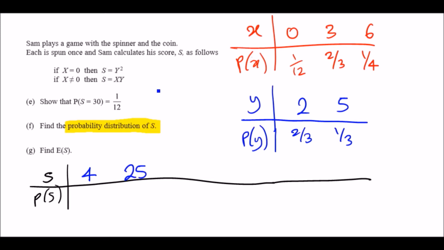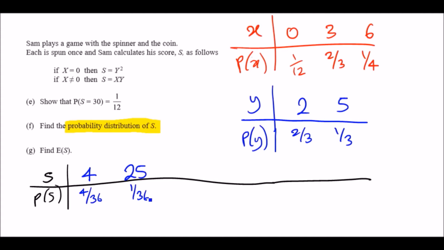Now let's go ahead and solve the probabilities regarding them. So Sam plays a game, and what do we know? Each is spun once. So when x equals 0, you get probability 1/12. Then you pick y, whatever letter you get. So if y is 2, then you'll have 1/12 times 2/3, so this would be exactly 4/36. For 25, for the y case, when you get 1/12, you multiply by 1/3, and that will give us 1/36.